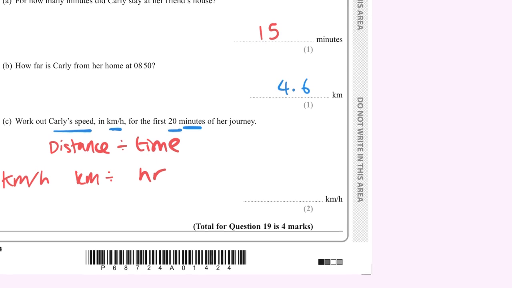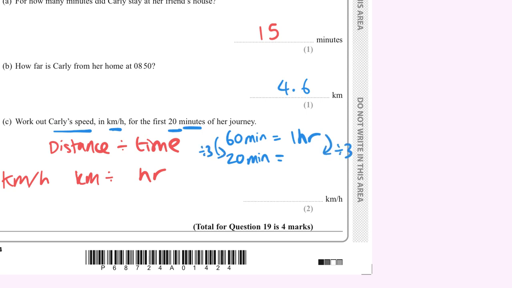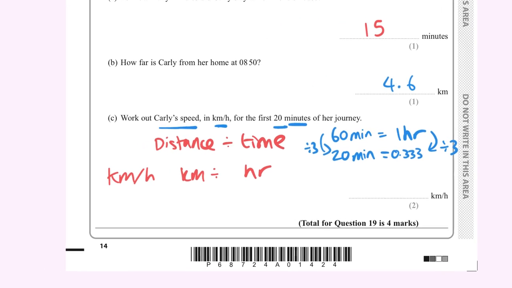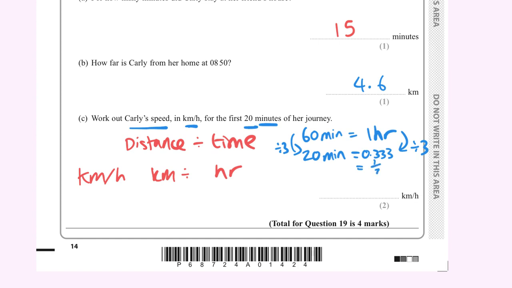We know there are 60 minutes in 1 hour, but we've got 20 minutes, so we're dividing that by 3. So it's 1/3 of an hour, or 0.333. If you put 1 divided by 3 in your calculator, you get 0.33333. Essentially, that's 1/3.